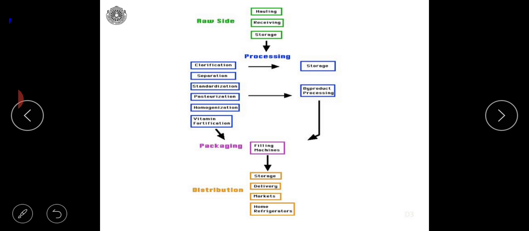Then comes the homogenization activity, then vitamin fortification, and such fortified packed nutrient milk will be in the filling machines. From here storage is happening, delivery also happens, and markets and home refrigeration. So these are the different aspects about preservation, processing and collection of milk.